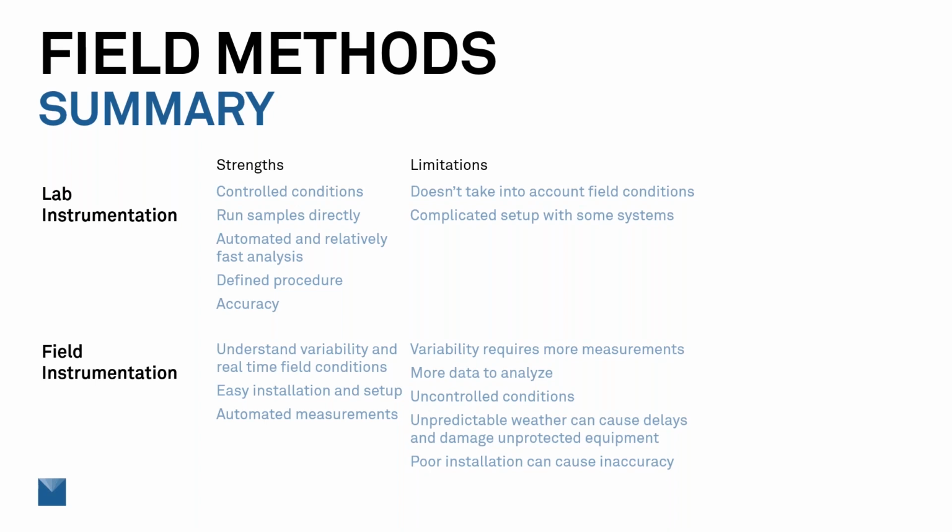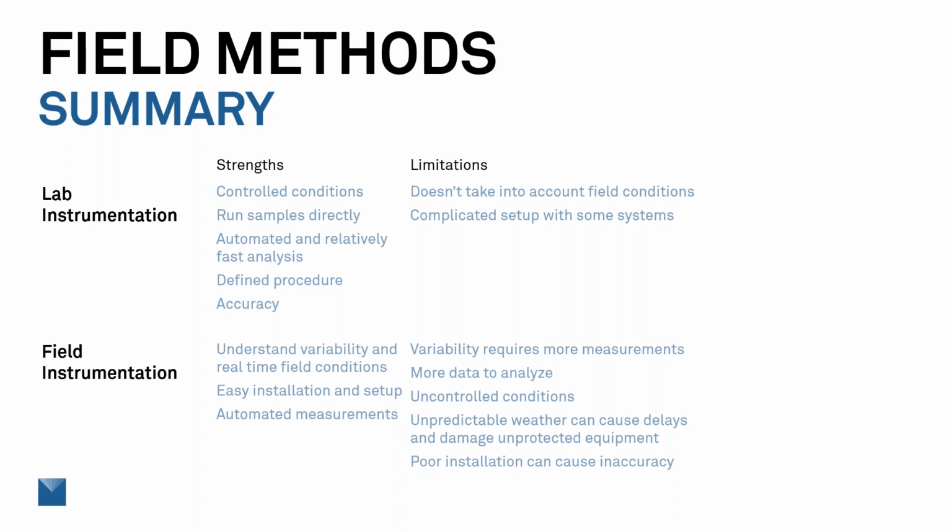With field instrumentation, we do a better job of understanding the variability and the real-time field conditions. So we just get a better representation of what actually happens in the field. Depending on the approach you use, usually the installation and setup is relatively simple. And there are devices available to automate these measurements in the field and make it a lot easier. What's nice about the field approach, if you use an automated device, is that you can set it up and go on and do other field work while the measurement is occurring.